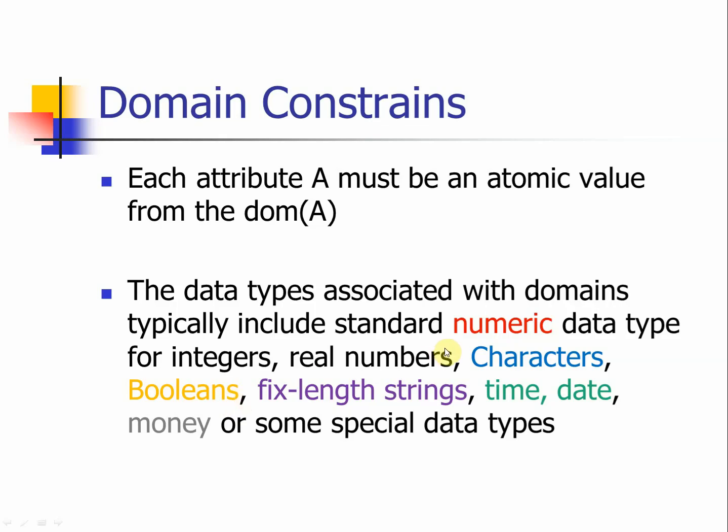While we define each data type, we also need to associate how many spaces of that data type we need to reserve. For example, if we are looking at the integer, we need to specify not only the integer, but 3 digits of integer or 5 digits of integer. You see that when we define that number, 5 digits, 3 digits, we define the domain of that attribute. It's the same thing for money, Boolean, fixed length strings, etc.